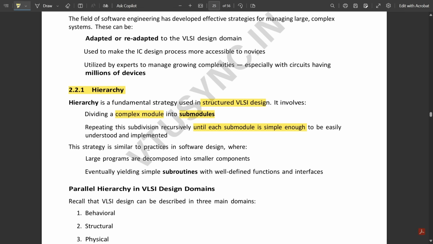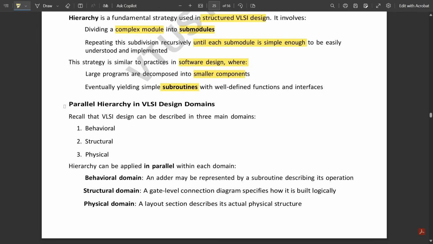This strategy is similar to practices in software design, where large programs are decomposed into smaller components. One practical example is that if we have one code or program to be executed, you do the step by step execution, each step one by one. Similarly, the hierarchy of chip IC design also works, eventually yielding simple subroutines with well defined functions and interfaces. You see here the parallel hierarchy in the VLSI domains.